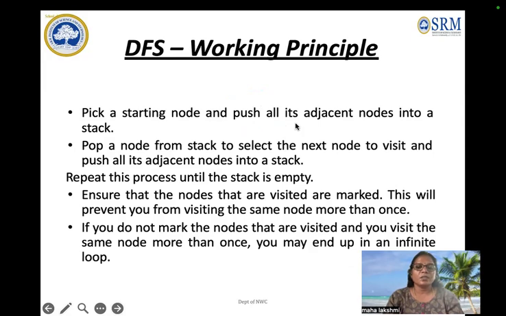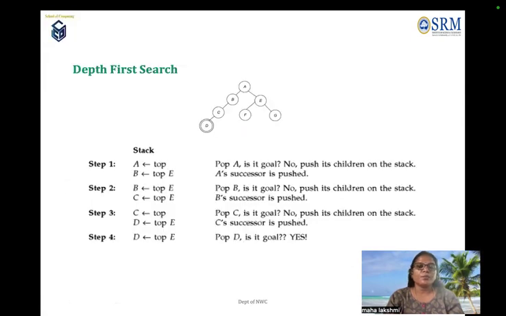How DFS works: pick a starting node and push all its adjacent nodes to a stack. Pop a node from the stack to select the next node to visit and push all its adjacent nodes into the stack. Repeat this process until the stack is empty. Ensure that the visited nodes are marked. This will prevent you from visiting the same node more than once. If you do not mark the visited nodes and you visit the same node more than once, you may end up in an infinite loop.